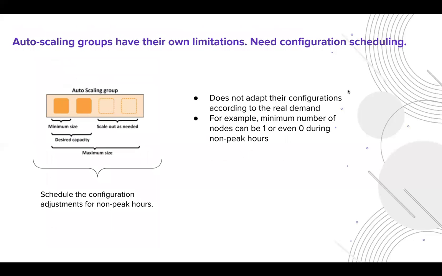And yeah, we talked about auto scaling groups. The cloud providers provide you with auto scaling groups. You have a maximum size that you want to scale up to, you have a minimum size, you have a desired capacity. This is a very good facility for auto scaling, but there are further optimizations that you can do.